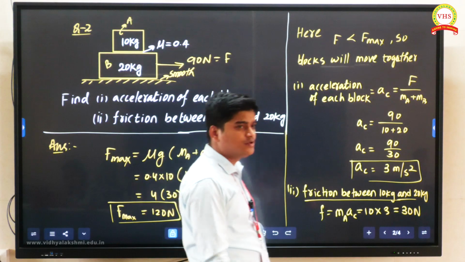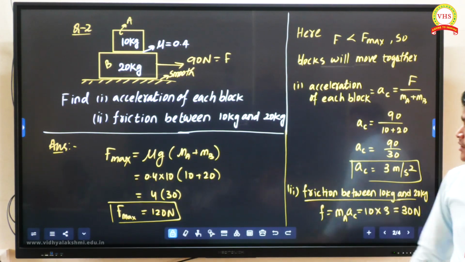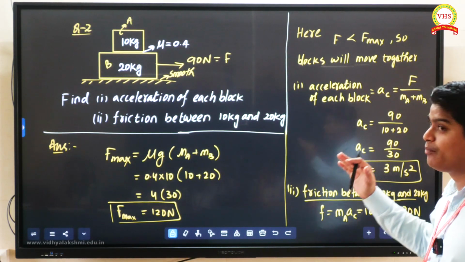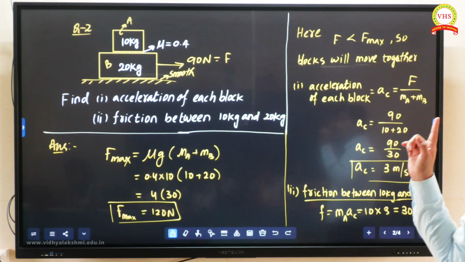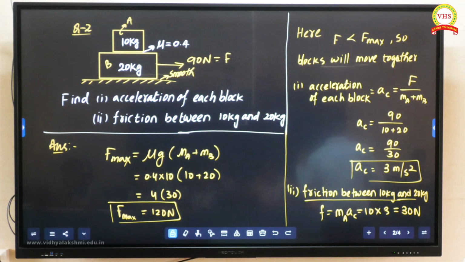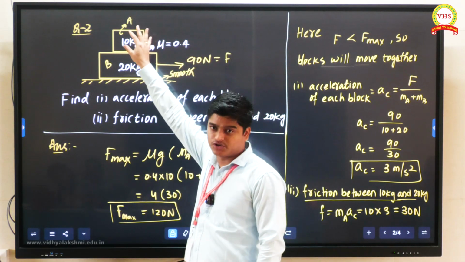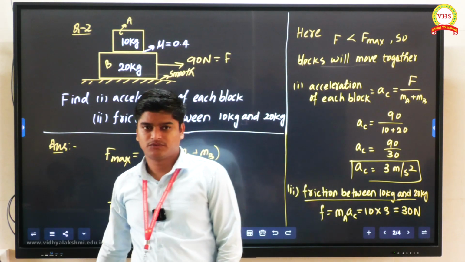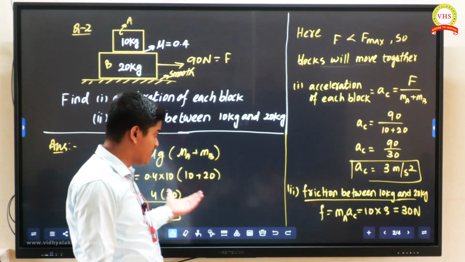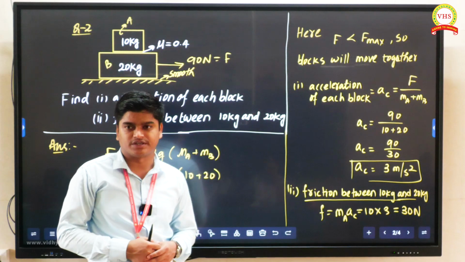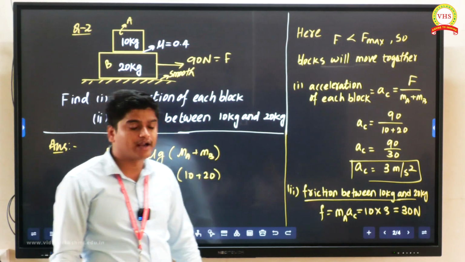This is the whole idea you should understand. Take one situation and try to understand how to find acceleration and friction if both blocks are together and force is applied on one of the blocks. In this particular case it is applied on the lower block. Clear? Now we'll understand what will happen if this applied force is acting on the upper block, what maximum force is required, and how to identify whether they will move together or not. We'll record that in the next video.